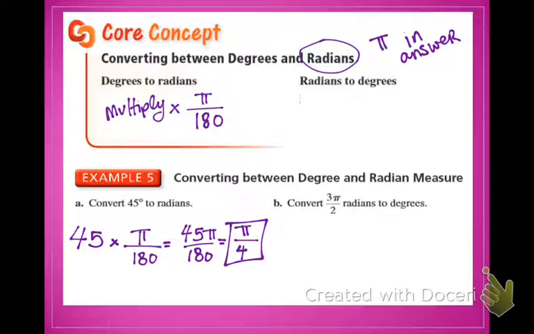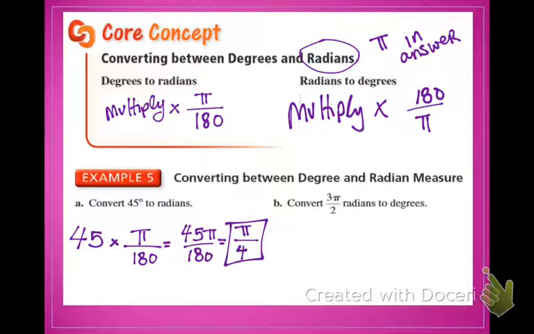Converting from radians to degrees, you're going to multiply by the reciprocal. So you're going to multiply by 180 over pi. Do you remember this from last year, Andrew? So you're going to multiply by the reciprocal. The pi being on the bottom, when you multiply, the pi is going to cancel out. And our example is 3 pi over 2. So we're going to multiply 3 pi over 2 by 180 over pi.